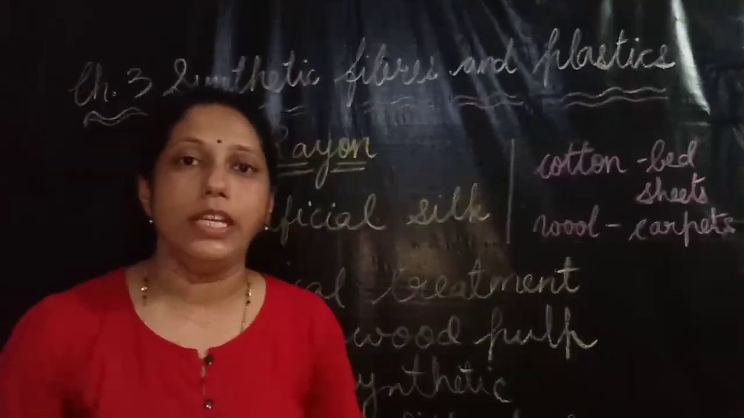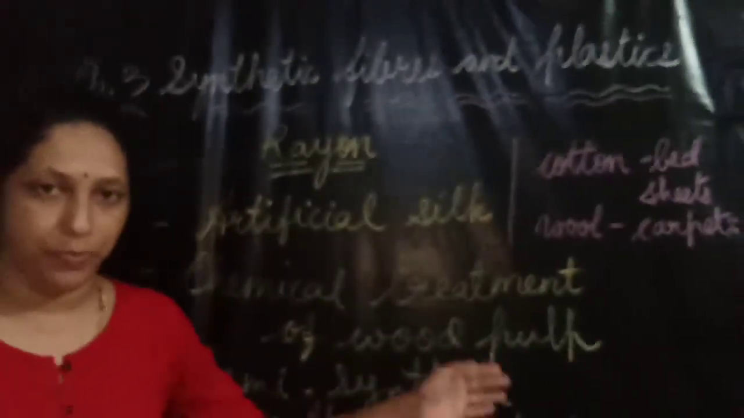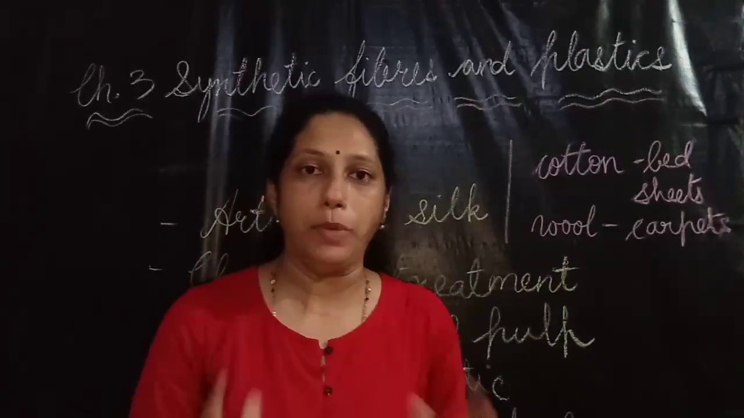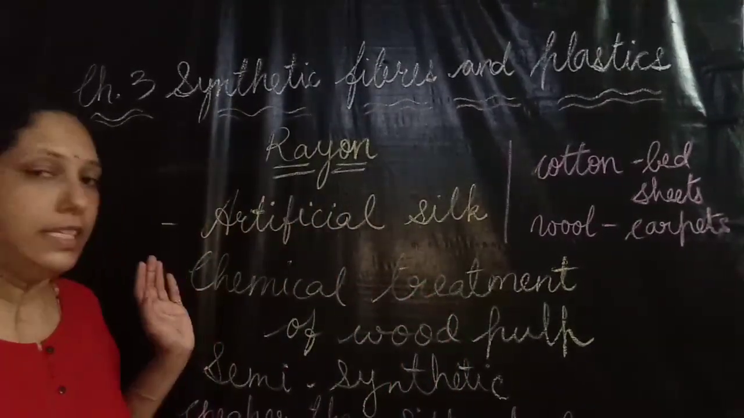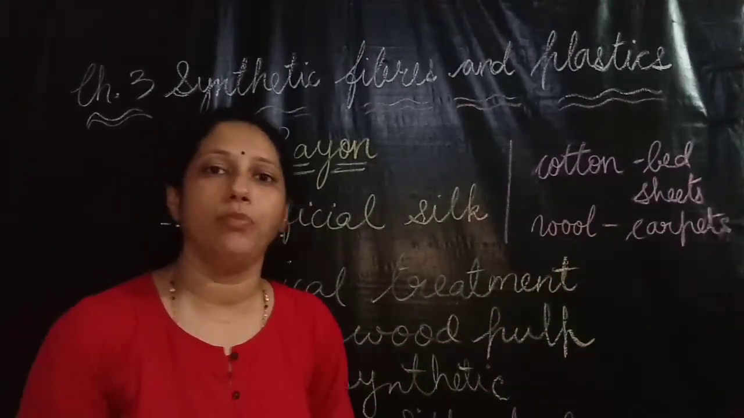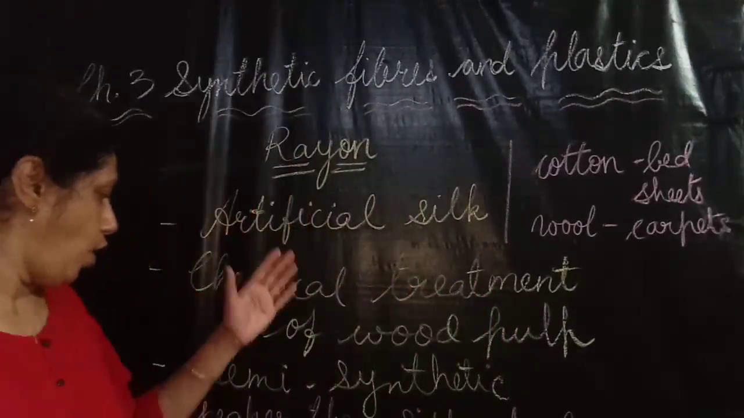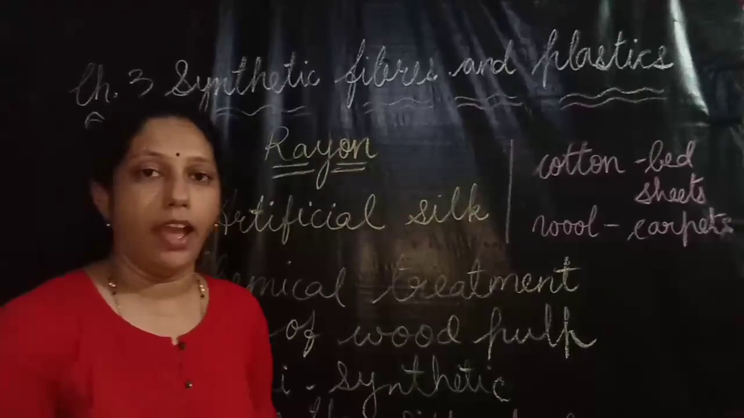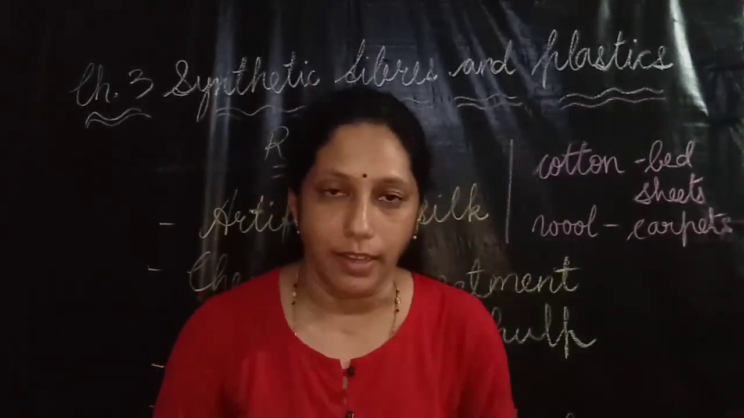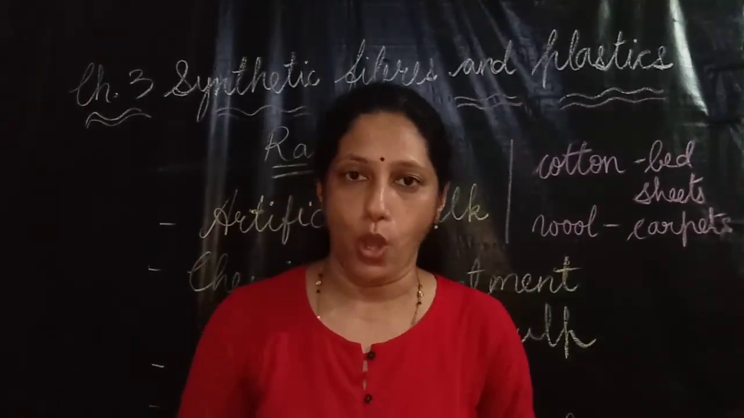This rayon is obtained by the chemical treatment of wood pulp. As it is obtained from the wood pulp, it is not the completely synthetic fiber. It is the semi-synthetic fiber. It is made by the man and it is obtained from the wood pulp. So it is a semi-synthetic fiber. This rayon is cheaper than silk, and these rayon fibers can be woven in the fabric like this silk. And these rayon fibers can be dyed with the different colors also.